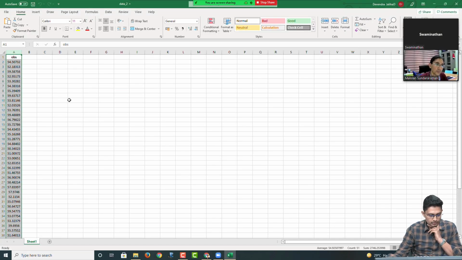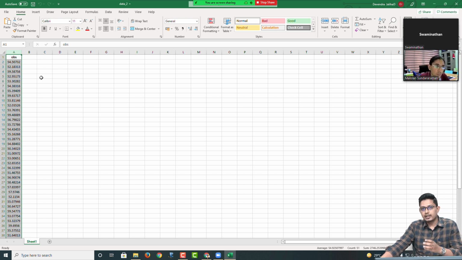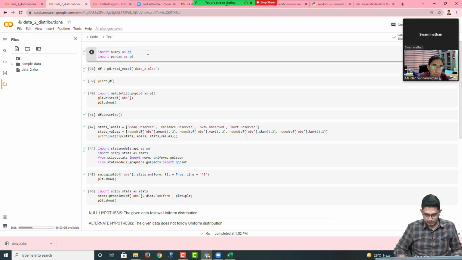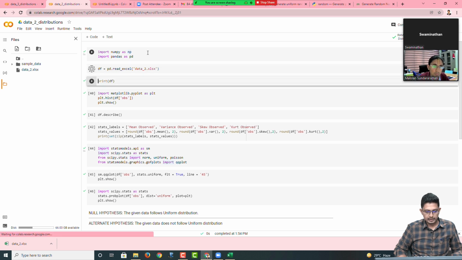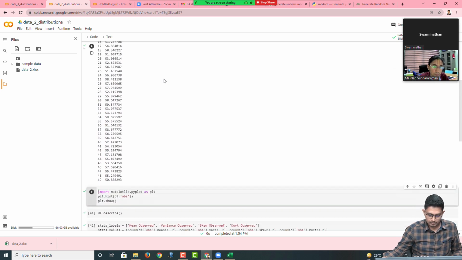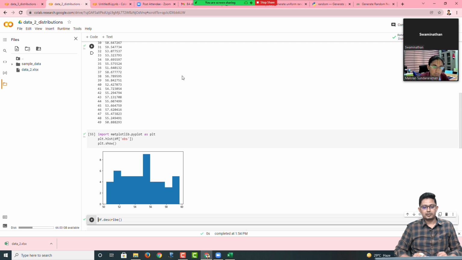So as usual, one column, and this time we have around 51 observations. And the data seems to be coming from a continuous random variable. So we have 51 points. As usual, let's load it to Python and then see what we can do. Importing pandas numpy, reading the Excel file, printing the data frame. So 50 points. Let's do the histogram.